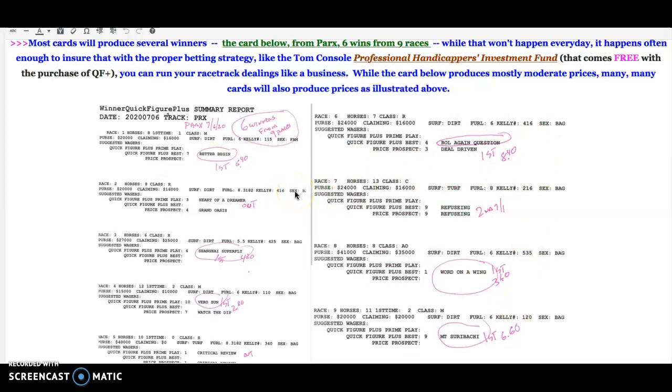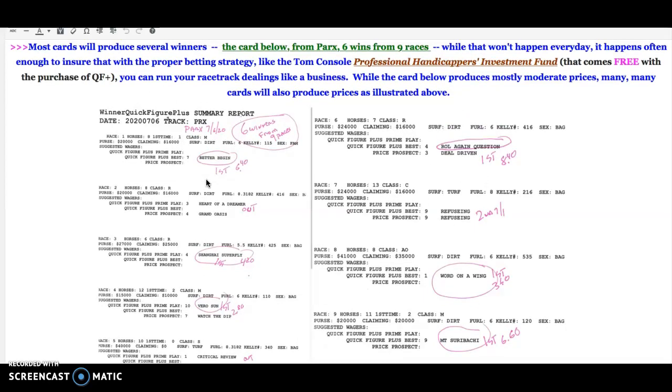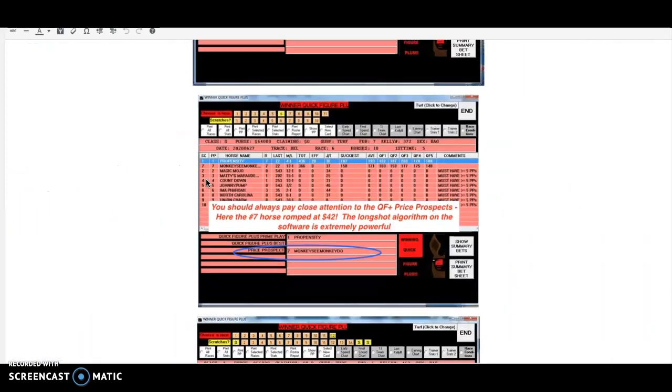And the fact is that when you get a best bet or a prime play with this program, and you're playing exotics, you never ever want to leave these horses out of the exotics. And again, make sure that you play the price plays, even if you're only putting $2 across or so.